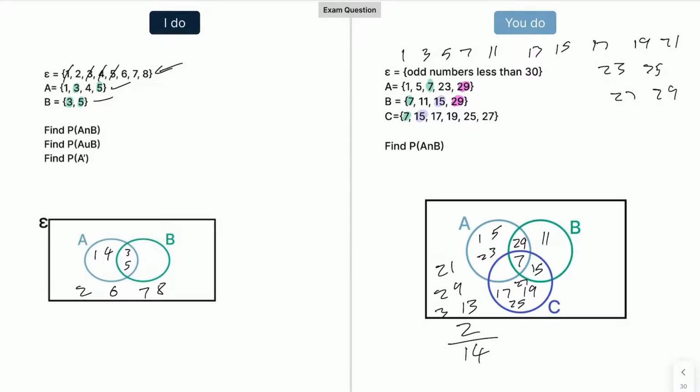And I forgot to do the one on the left, so the probability of A and B on the left is going to be this. Well, it's going to be 2 numbers out of a total of 8 numbers. A or B is going to be everything in here. That's 4 numbers in there, so that's going to be 4 out of 8. And not A is going to be everything outside the circle. So everything outside the circle means this, this, this, and this, which also is 4 out of 8.